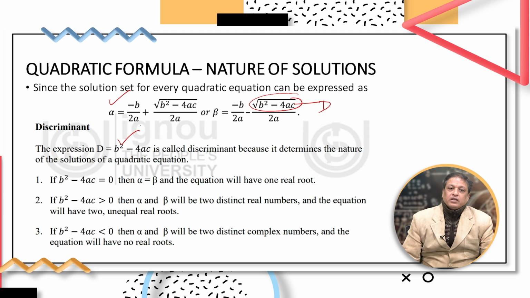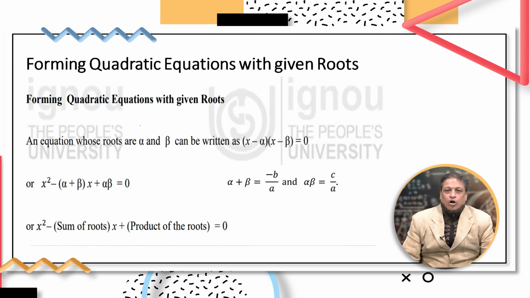So by looking at the discriminant, you can find what type of solution there is, that is, whether real roots exist or not, or whether the roots are complex. We are going to have either one real root or two real roots. So you can interpret the type of solution. Now we also learned how to form the quadratic equation provided the roots are given to us.